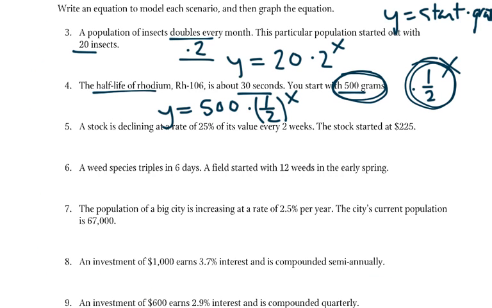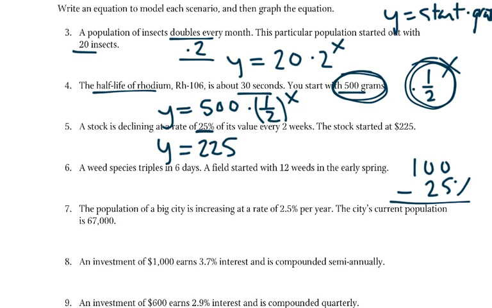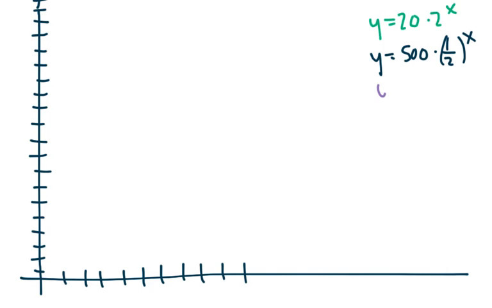Okay, number 5. A stock is declining at a rate of 25% of its value every 2 weeks. The stock started at 225. So y equals where we started, 225. Now, going by a rate of 25%, well, if it stayed the same, it would be 100%. So it declines 25% every 2 weeks. So we'd subtract 25% from 100%. So every 2 weeks, we have 75% left over. That's what we multiply by, 0.75 to the x. So y equals 225 times 0.75 to the x.